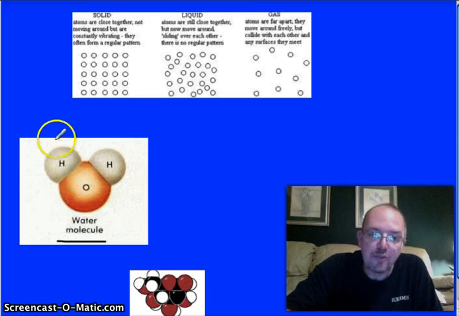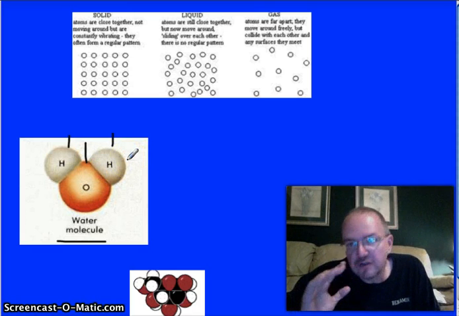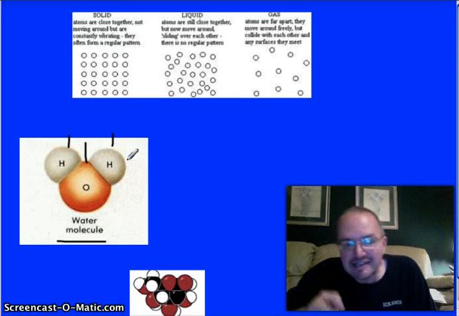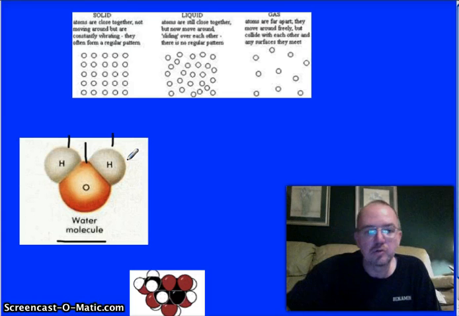We have three atoms here: an atom of hydrogen, another atom of hydrogen, and an atom of oxygen. So the absolute smallest unit of water you can get is a molecule, not an atom of water. It would be a molecule of water.